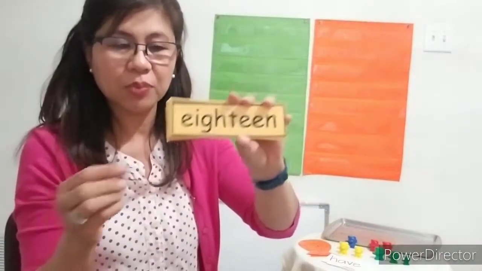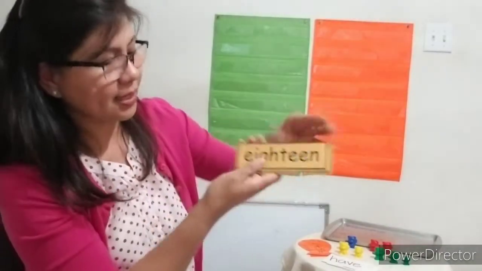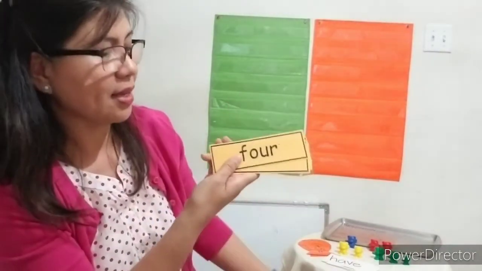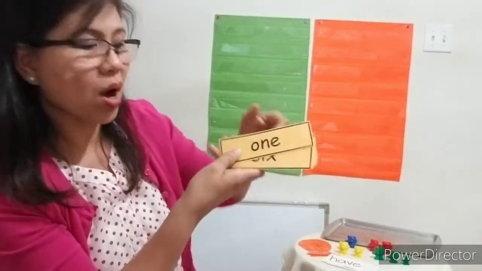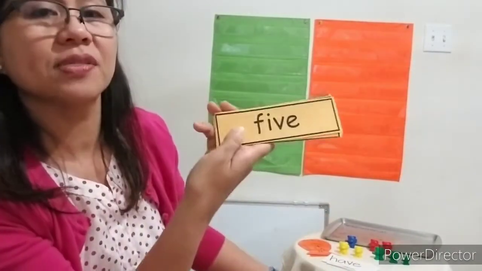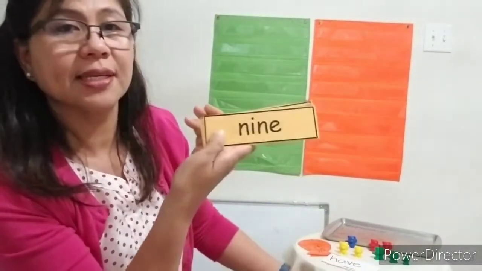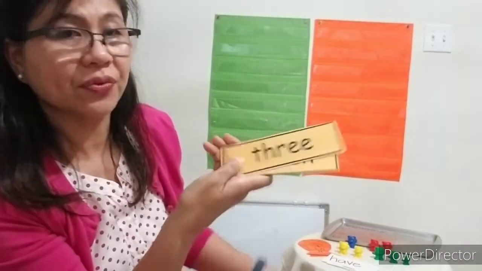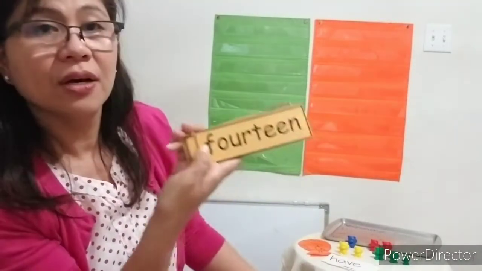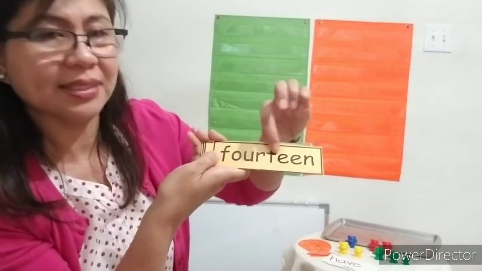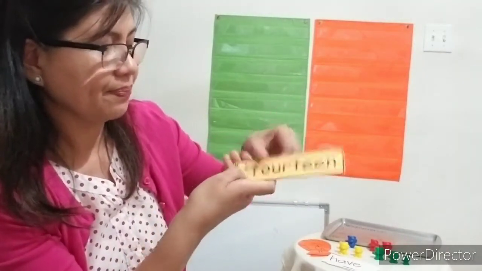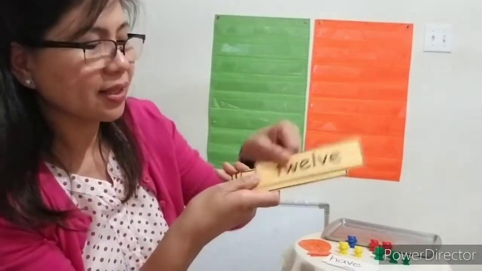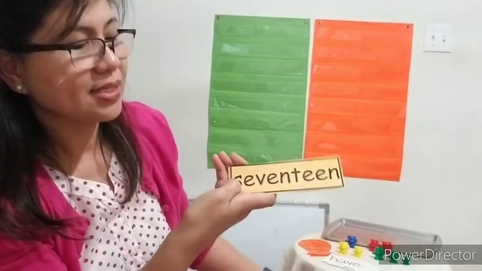Can you read this number word for me? Say 18. How about this? 19. How about this? 7. How about this? 4. How about this? 1. How about this? 6. Let me get closer. How about this? 5. How about this? 9. 8. 2. 3. 11. 14. 14. You see the teen word? The teen. How about this? 15. 16. 12. 13. 17.